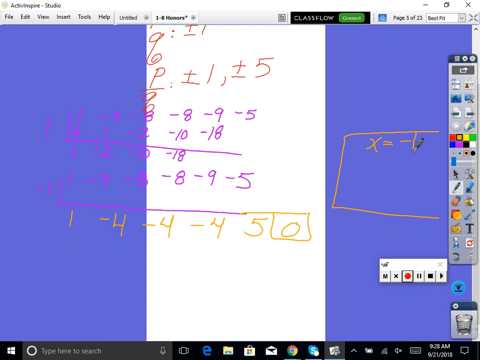So now what you're going to want to do is, from here, write down the new polynomial and see if we can solve the rest by a different method that we already know, like factoring. So let's write down. Now everyone, we went from degree 5, back at the top, we divided by something linear, so now we have a degree 4. So 1x to the 4th minus 4x cubed minus 4x squared minus 4x plus 5.